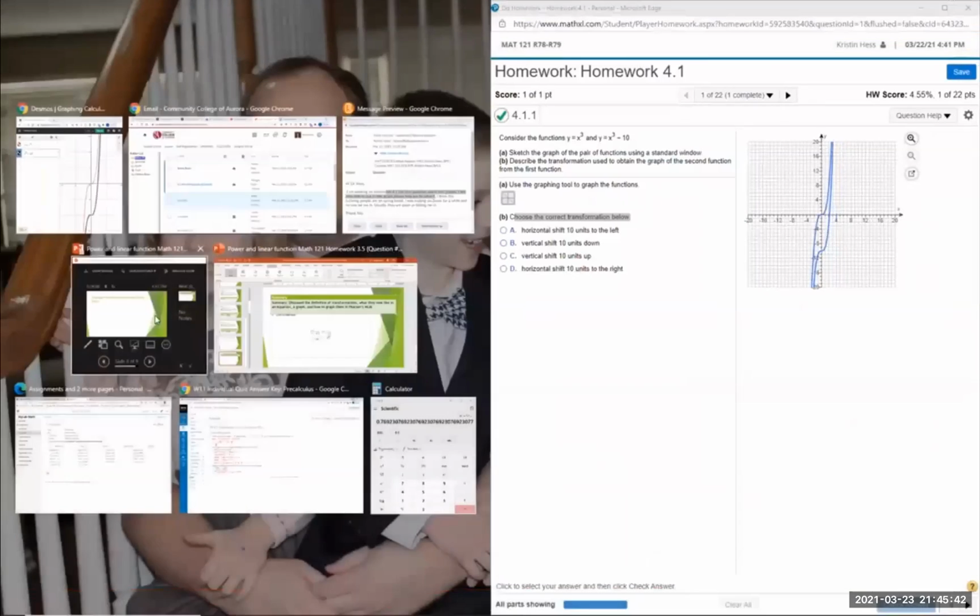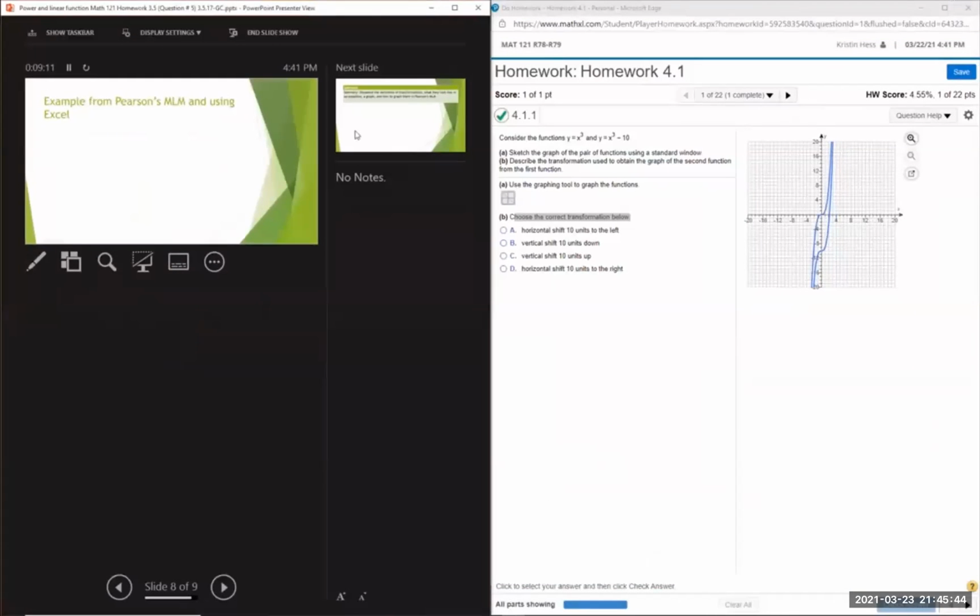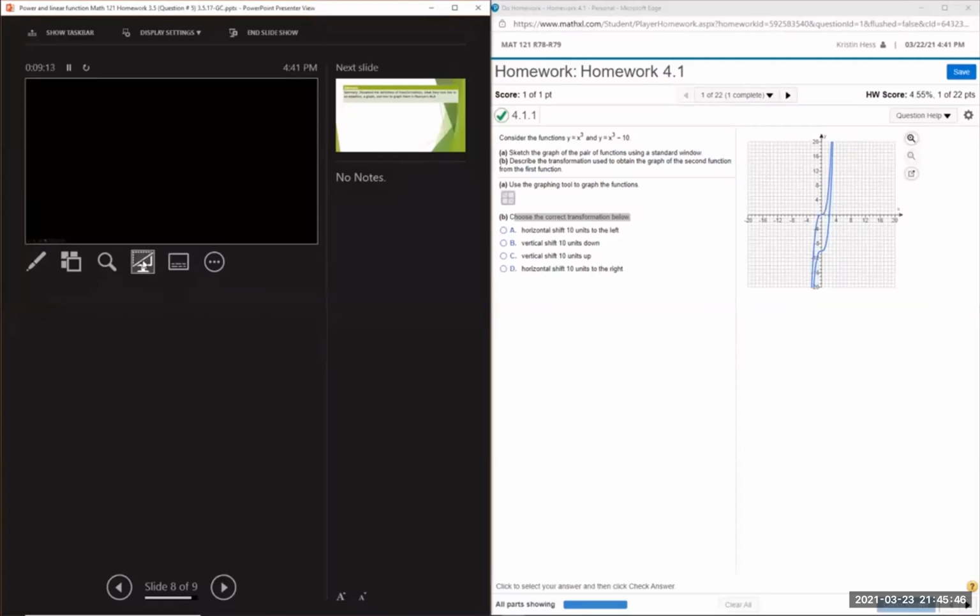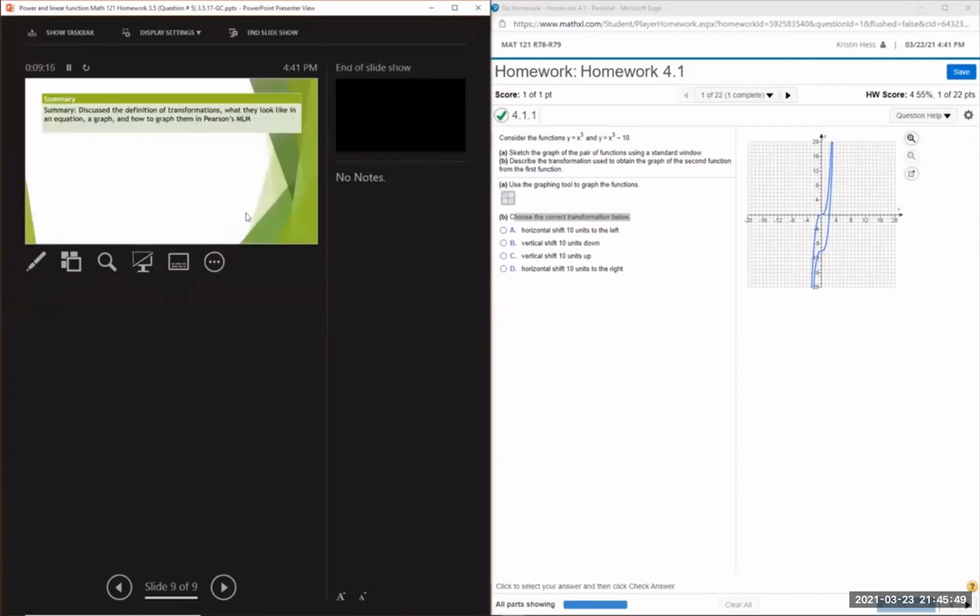So that is the big idea. Let me know if you have any questions. Again, hopefully by the end of this, you have a better idea about transformations, what they look like in equations and graphs, and how to graph them in Pearson's My Math Labs.